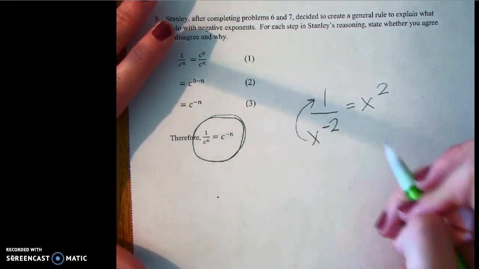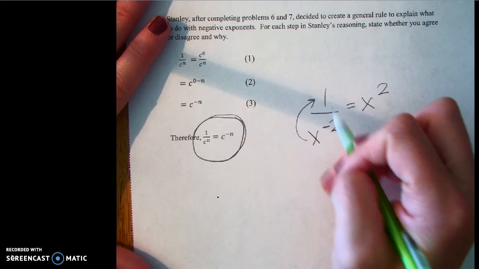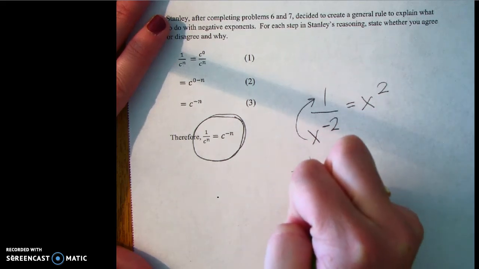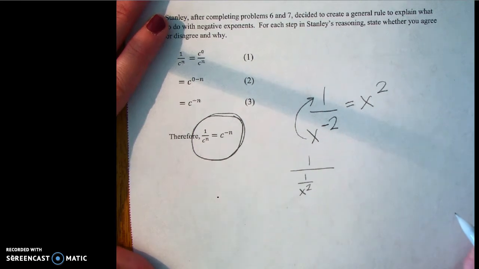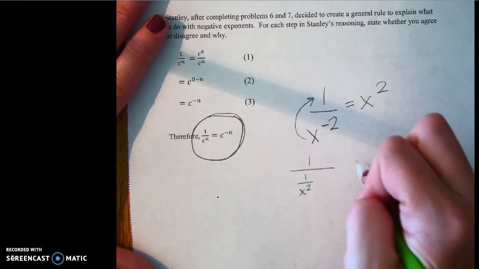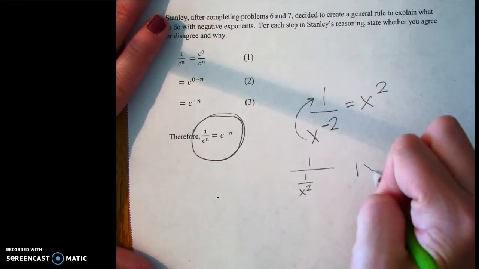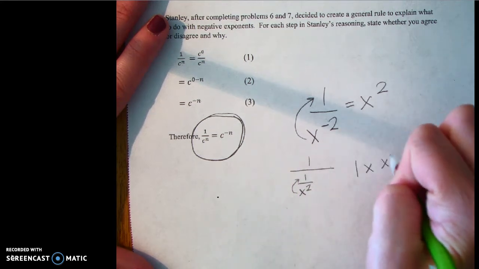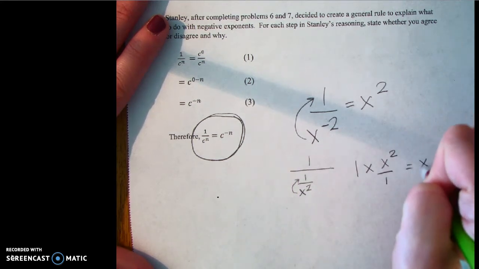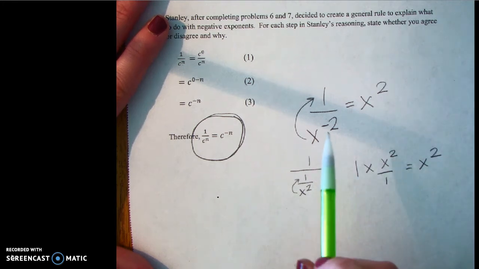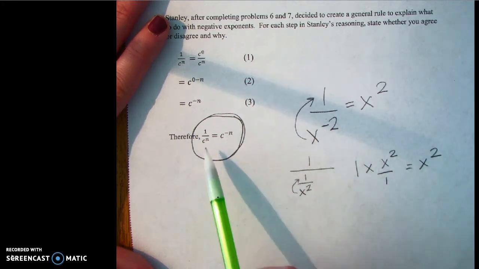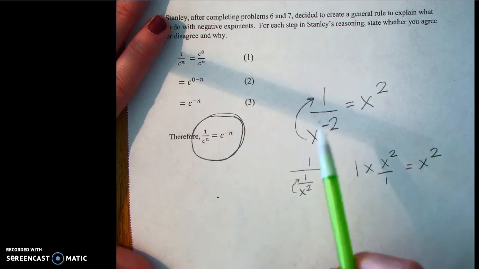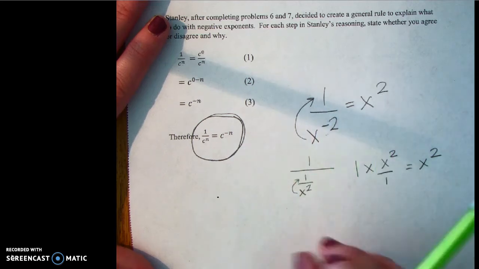And that goes back to your rule with dividing fractions. What this really is, 1 divided by 1 over x squared, right? And when you divide fractions, keep the numerator, change division to multiplication, and multiply by the reciprocal, x squared over 1, which gives us x squared. So negative exponents move to the denominator to become positive. If the negative exponent is already in the denominator, it moves to the numerator and becomes positive.